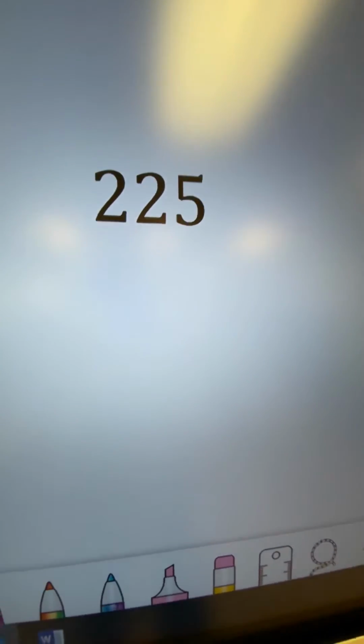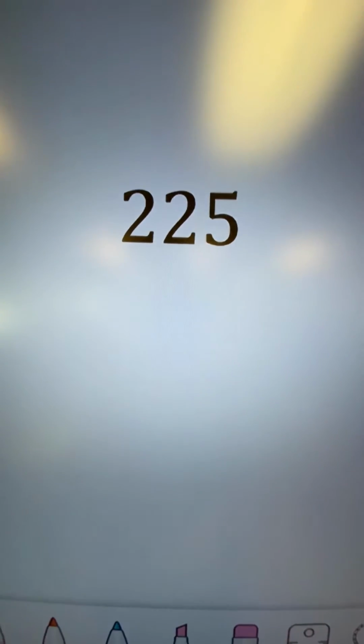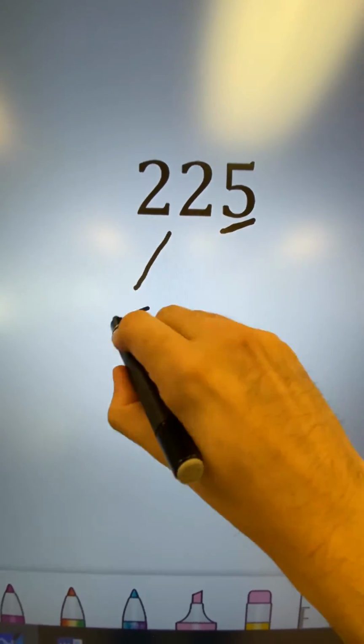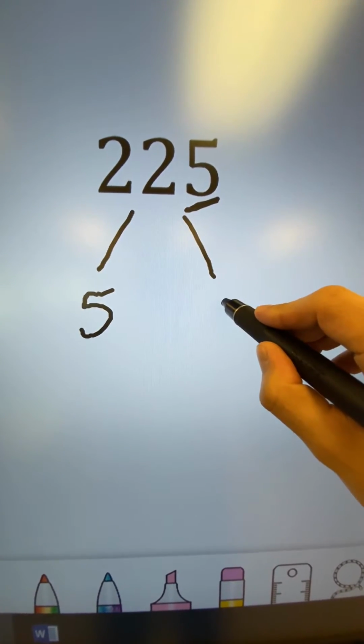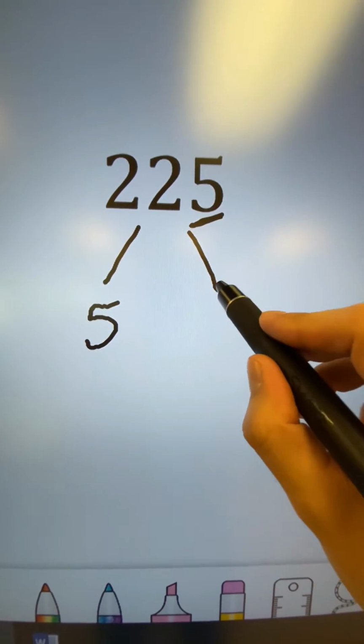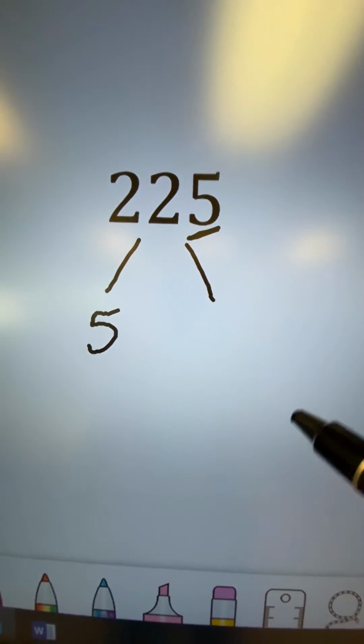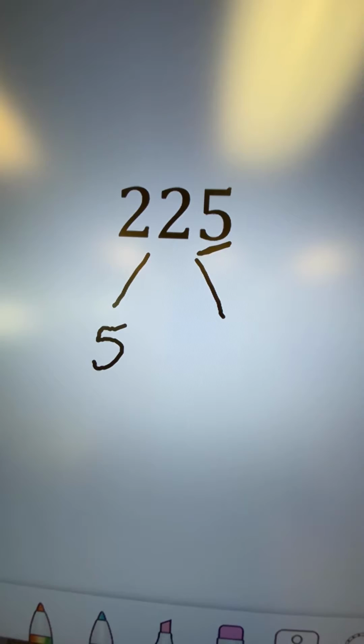In this example here, we're trying to find a prime factorization of 225. I noticed that it ends in a 5, which means it's divisible by 5. So that means that it would be 5 times, and if I don't know off the top of my head what number times 5 gives me 225, here's a little side note you can keep in mind.